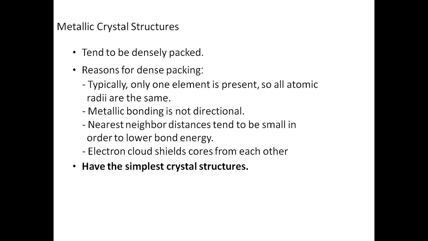And one thing we know about metallic bonding is that it's not directional. And the nearest neighbor distances tend to be small in order to lower bond energy. So the neighbor distances tend to be smaller. And then what else do we know? The electron cloud, it shields cores from each other. Remember we talked about the electron cloud, we said in metals, what happens to the electrons in the outer shells? They simply form a sea of electrons, or what is known as an electron cloud. So this one shields the cores from each other. The cores are basically the remaining part of the atom. And they have the simplest crystal structure.